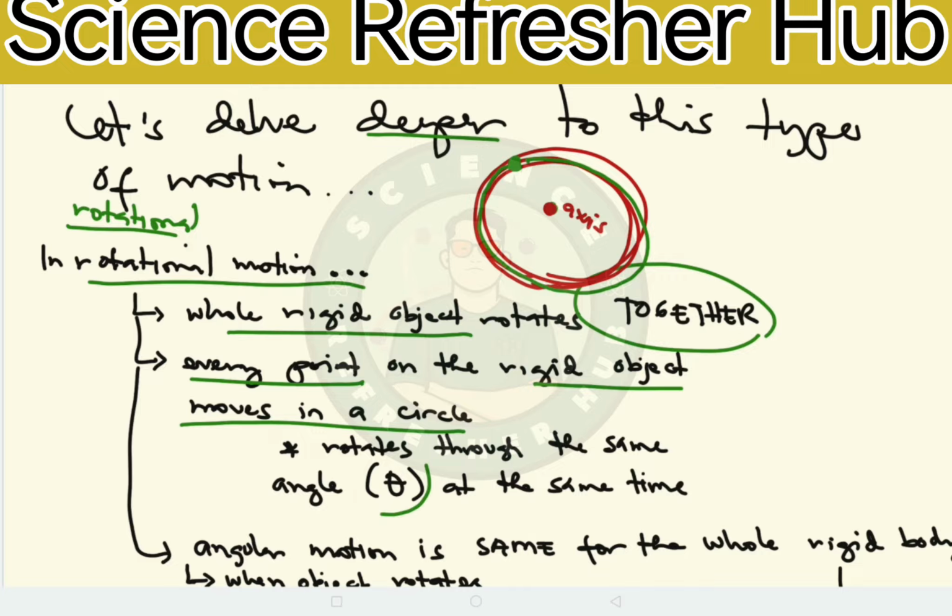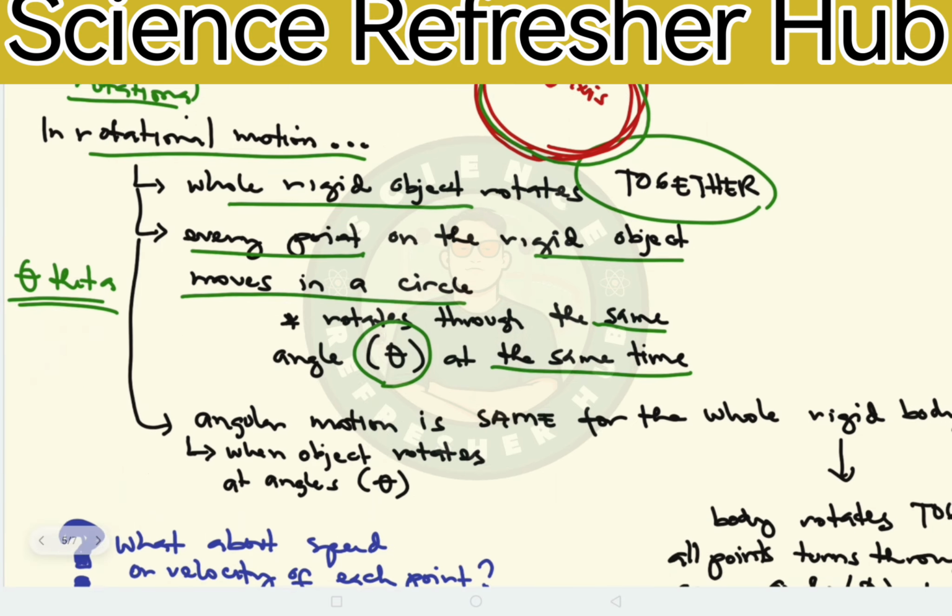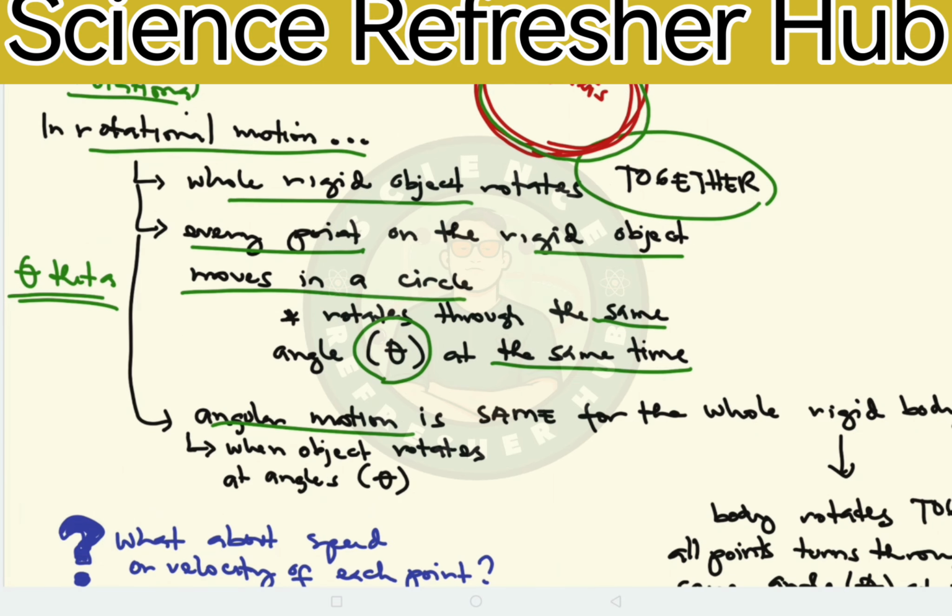We will have to use this symbol here. It's theta. It represents the angle measured. Because we're dealing with circles, there is going to be an angle there, and in a specific time, the point of a rigid object rotates through the same angle. We have a term, angular motion. When you say angular motion, the motion is rotational and through angles.